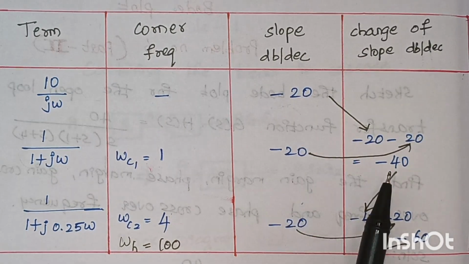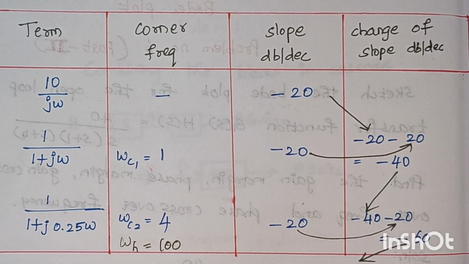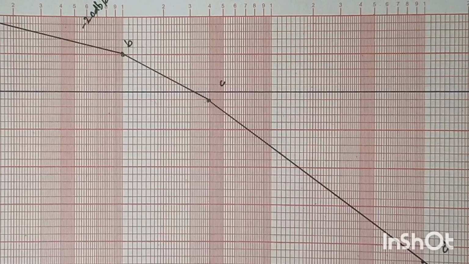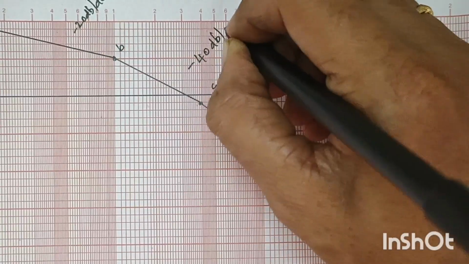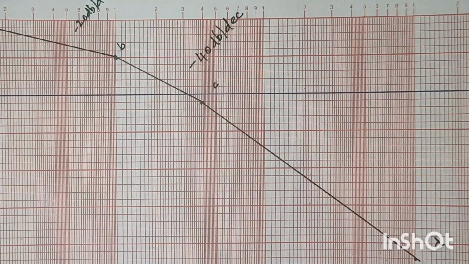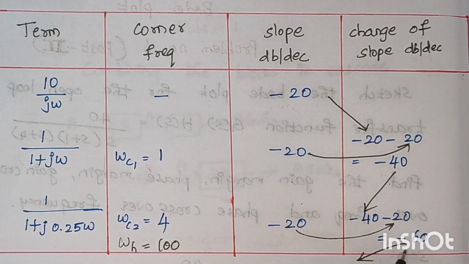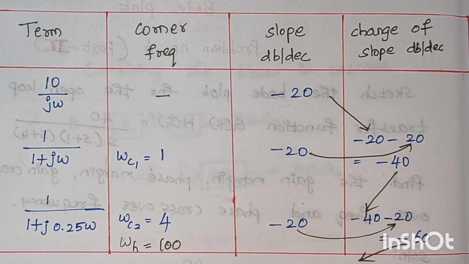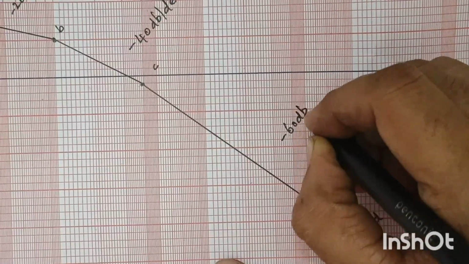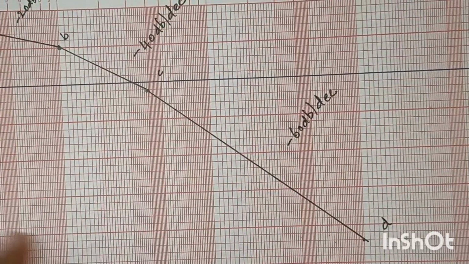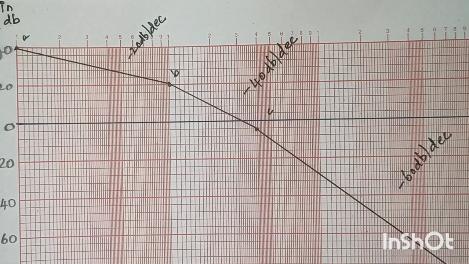So when you look at the second slope, what is the value of change of slope here? It is minus 40. So now we are going to mark this on this semilog. So between B and C, the value is minus 40 decibel per decade. Right. What is the value of change of slope? The next value is minus 60. So just write down the values over there. Between C and D, the value is minus 60 decibel per decade. Right? Finally, we have drawn the magnitude plot for the given problem and this is our magnitude plot.